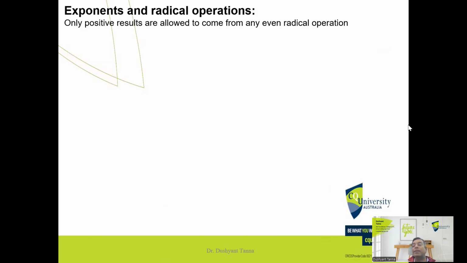Right. Exponent and radical operation. Only positive results are allowed to come from any even radical operation. Only positive are allowed to come out. Okay, so give it a go. Square root of x squared plus 4, minus 3, is equal to x minus 2.